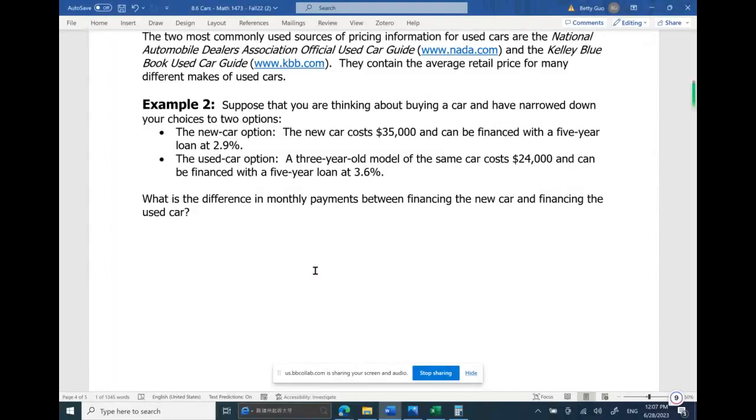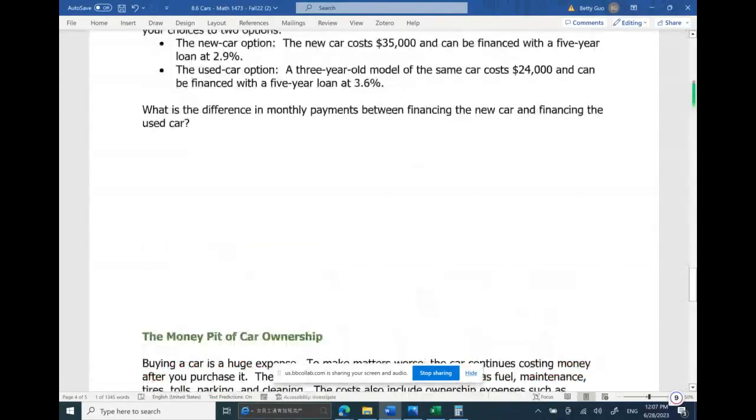Yeah, that might not be a bad choice. A 3-year-old car depends on the mileage. If the car is in very good shape, that could be a good option. And we are going to compare by looking at the monthly payment and the cost of the finance of the loan. What's the difference in monthly payments between financing the new car and financing the used car? That's the question we are going to answer.